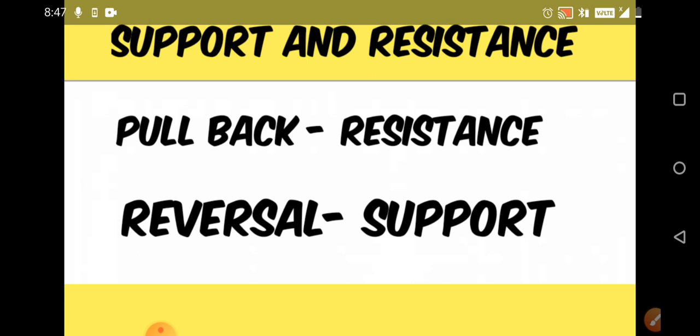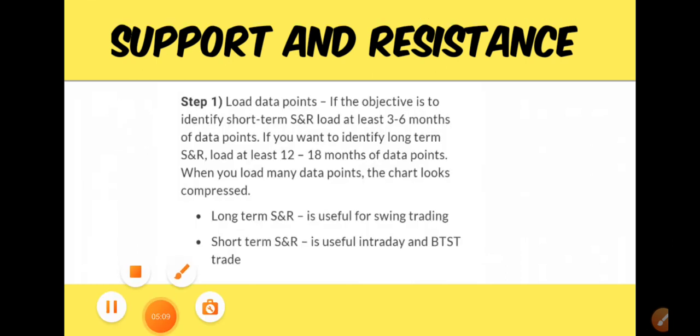So this is the basic terms, like what is support and resistance. Now let's understand what are the various steps that are involved to draw the support and resistance. Okay, so let us understand what are the various steps involved in support and resistance.